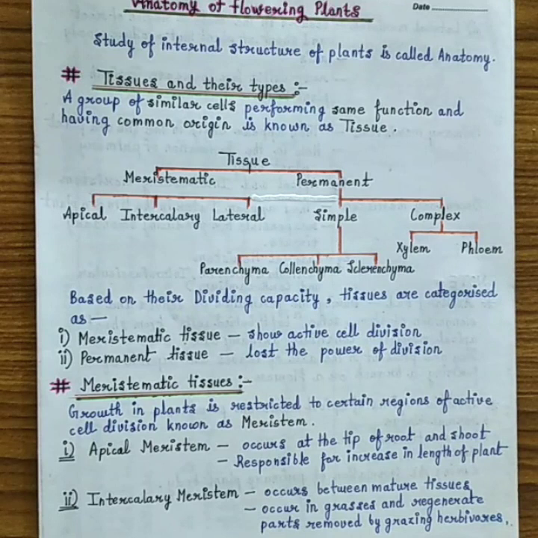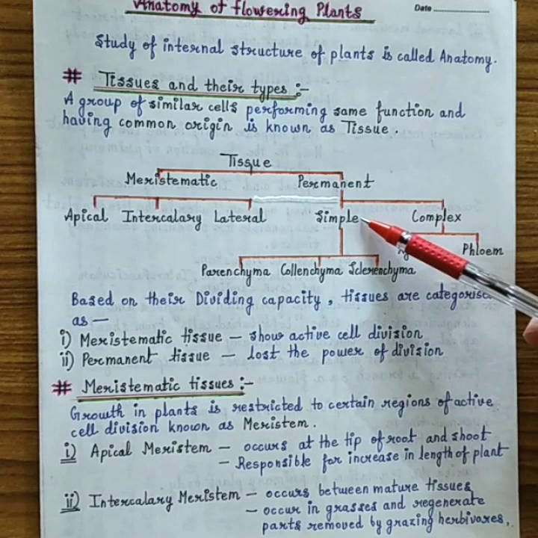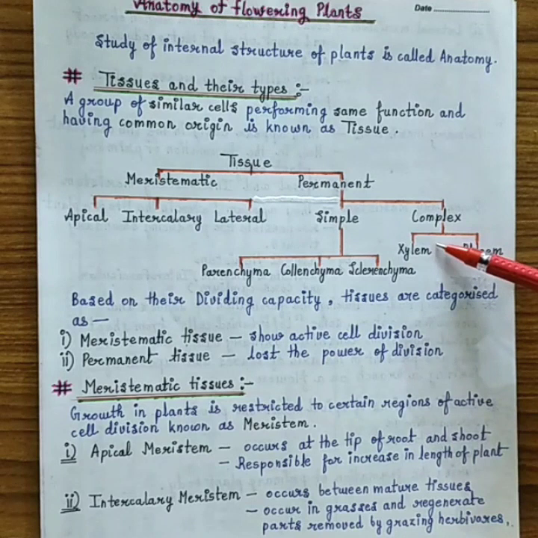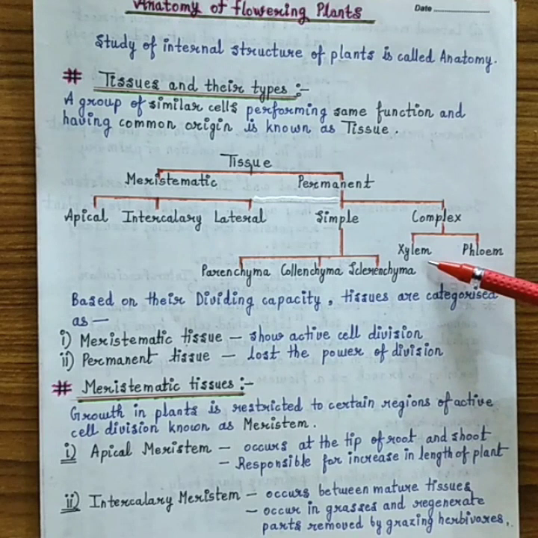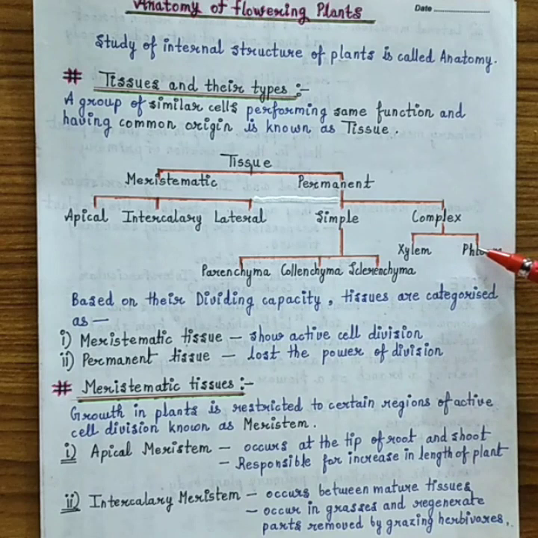Simple tissues are those made up of only one type of cell, and complex tissues are those made up of many types of cells. Parenchyma, collenchyma, and sclerenchyma are examples of simple tissues, and examples of complex tissue are xylem and phloem. You might have already studied in class 9 that xylem and phloem are both made up of four parts each. Xylem is made up of tracheids, vessels, xylem fibers, and xylem parenchyma, and phloem is made up of sieve tube, companion cells, phloem fiber, and phloem parenchyma. Now, moving ahead, we'll talk about meristematic tissues in detail.